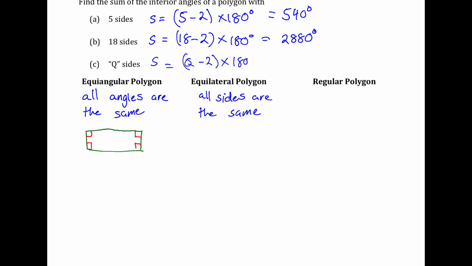An equilateral polygon, all the sides are the same. My favorite example of this one is the rhombus. So that's this, the lengths are all the same. That is a rhombus. Or a rectangle.